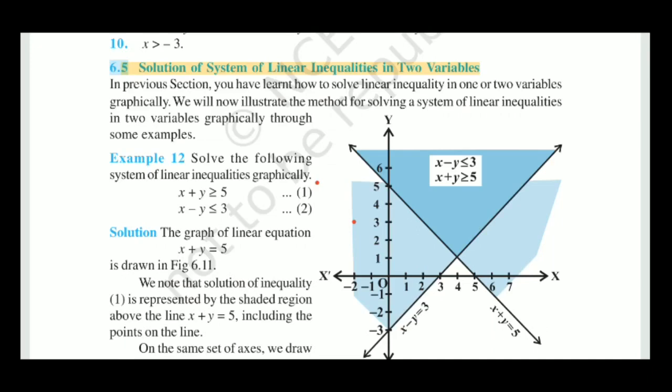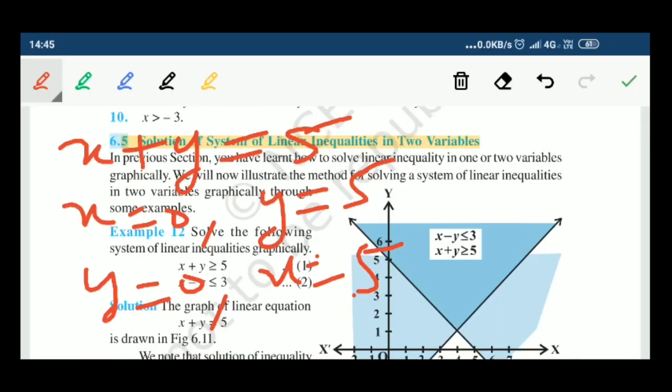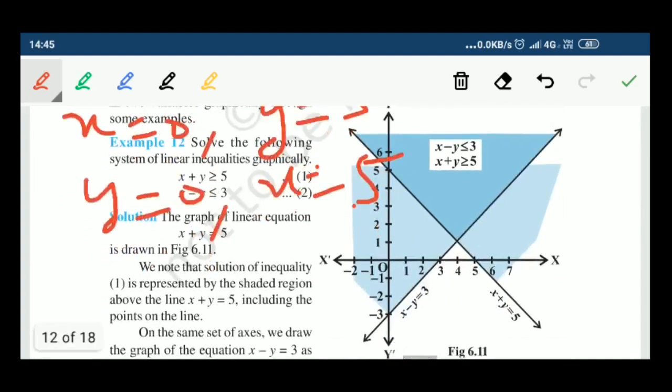3. So what we will do here, in the very first step, you will find the graph for the first inequality, and for the graph we will write down x plus y is equals to 5 and then find its graph. You can see here clearly, when you put the value of x as 0, y equals 5, and put y equals to 0, x equals 5, and then draw its graph. You can see in figure 6.11, its graph is here, this one.